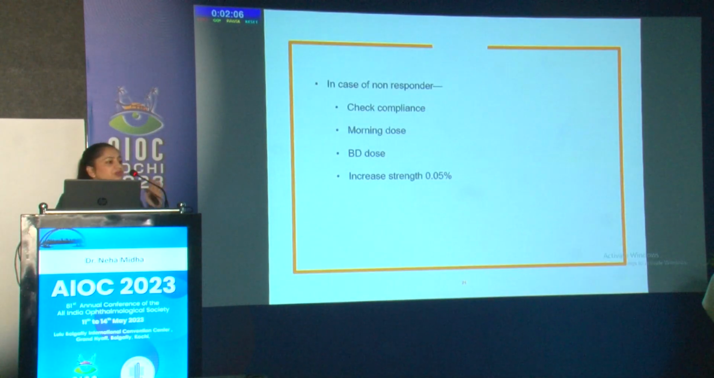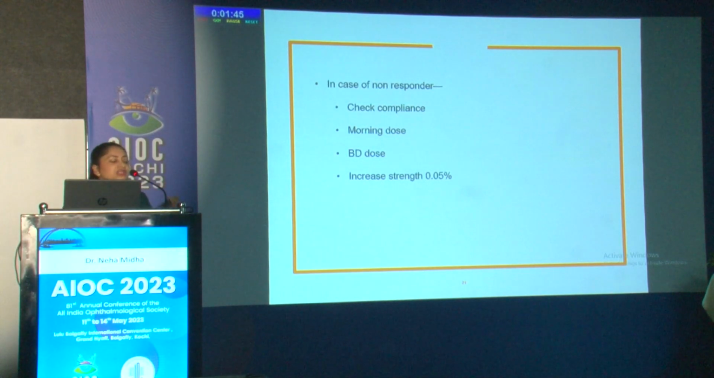Not all myopes will respond to your low dose atropine. So what you have to do when you see your patient has already been using atropine for 1 year now, but still you see that the myopia is progressing. First is to check compliance. Are they actually using it or not? What is the method of drop instillation?